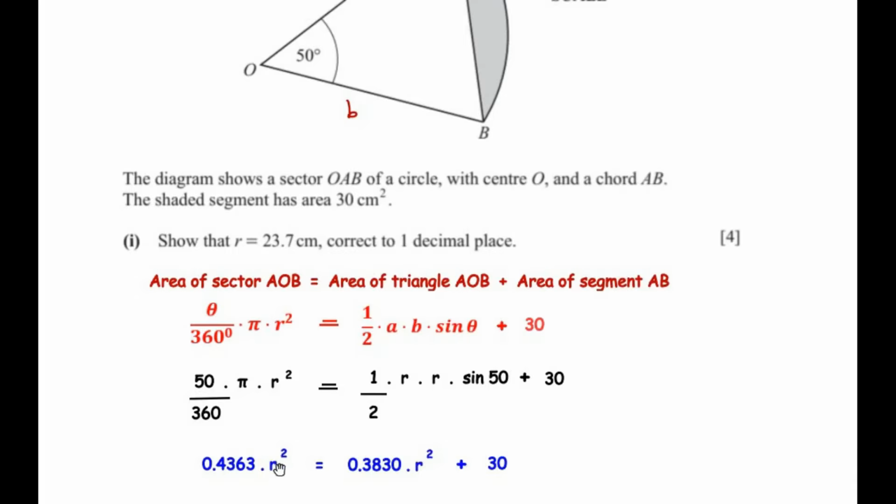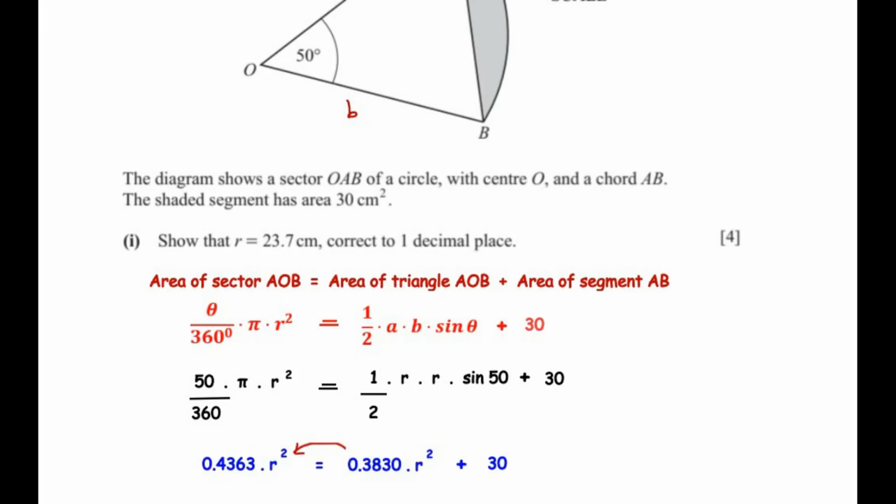Now r square is on the left hand side and r square is on the right hand side. They both are like terms. So gathering the like terms, I am going to take it on the left hand side. So we are going to get here 0.4363 r square minus 0.3830 r square is equal to 30. Now subtracting these two values will give us 0.0533 r square is equal to 30. Now this number goes on the right hand side and divides 30. So we get r square equal to 30 over 0.0533.